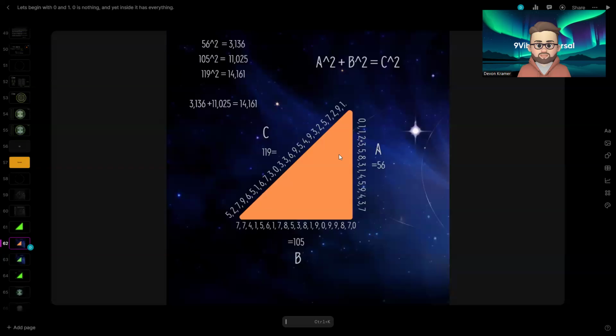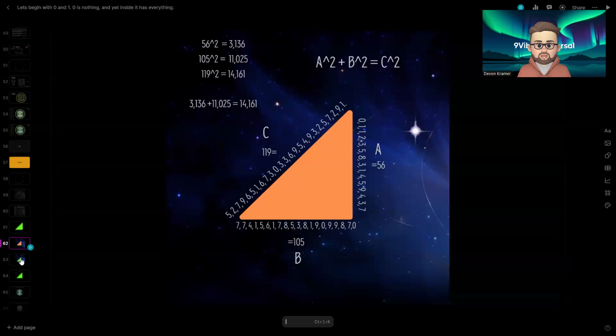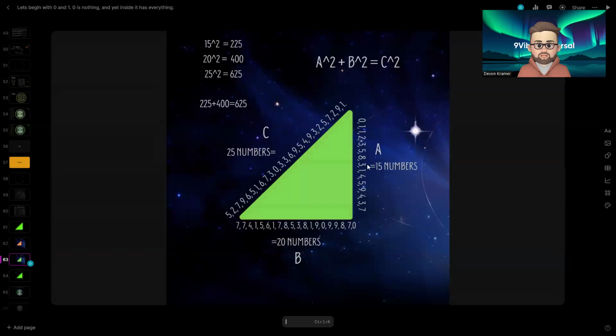But it doesn't stop there because there's another alignment that shows that this perfectly fits, which is that there are actually 15 numbers located on this side. There are 20 numbers located on the B side, and there are 25 numbers located on the C side. And I'm pretty sure you can guess it. A squared plus B squared equals C squared. 15 squared, or 15 times 15, is 225. 20 squared is 400. 25 squared is 625. 225 plus 400 is 625. Well, as you can see, it fits absolutely perfectly.